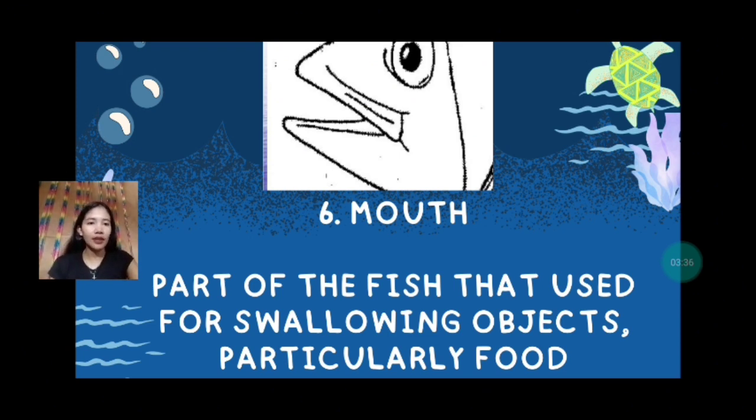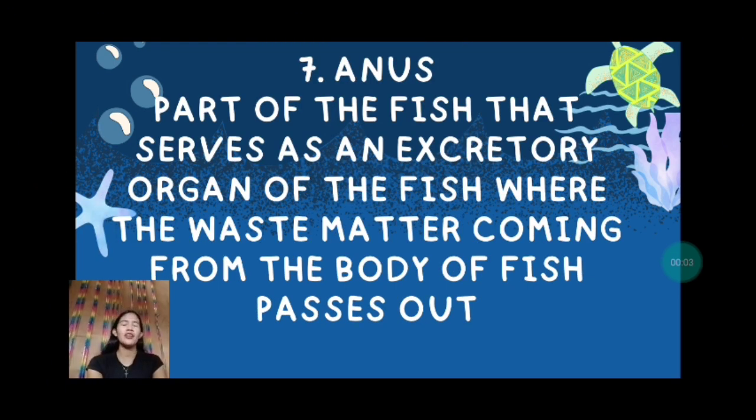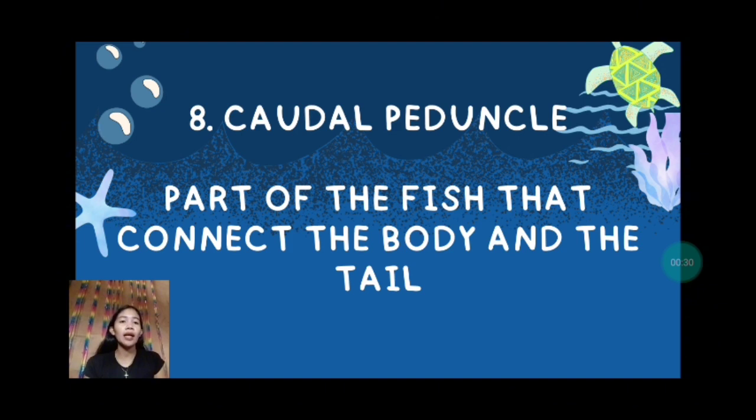Next, we have here the anus. The anus is a part of the fish that serves as the excretory organ of the fish, where the waste matter coming from the body of the fish passes out. The anus of fish serves as the opening for elimination of waste materials from the digestive system, allowing for excretion of solid waste products.